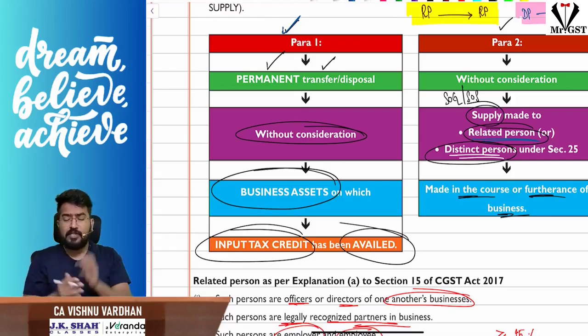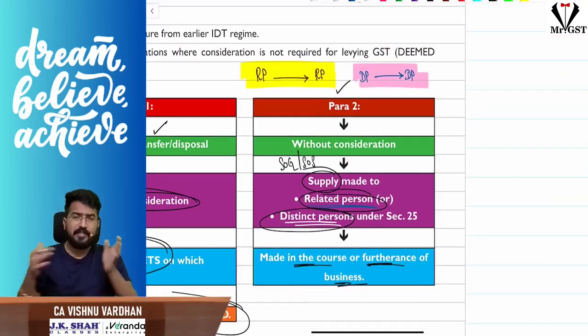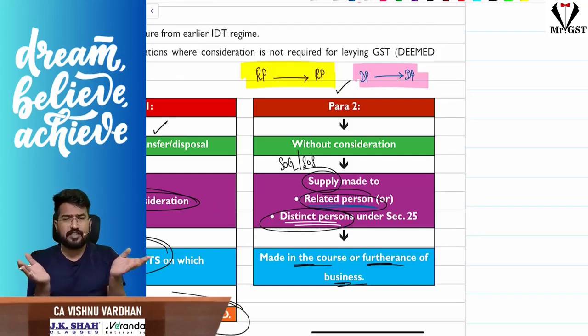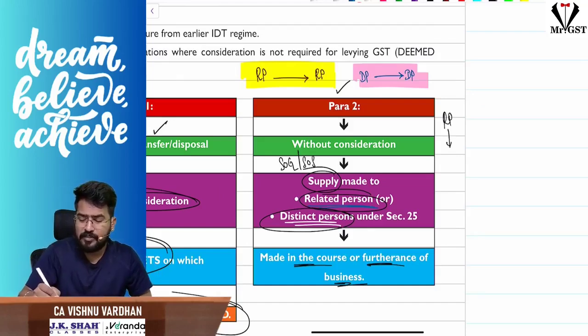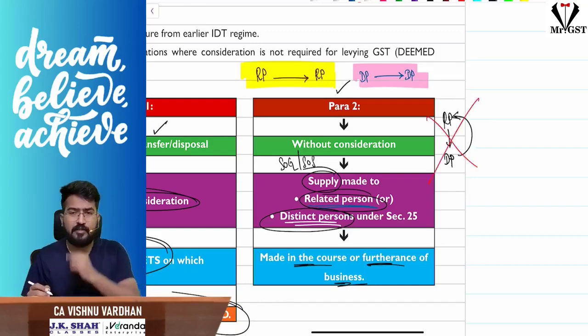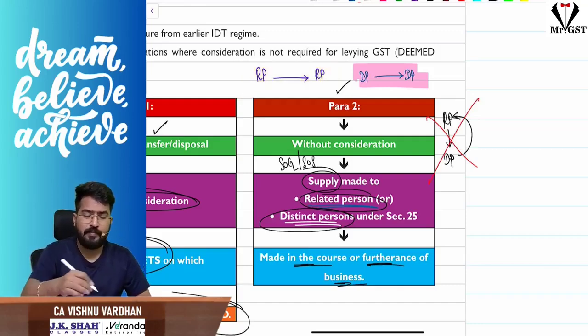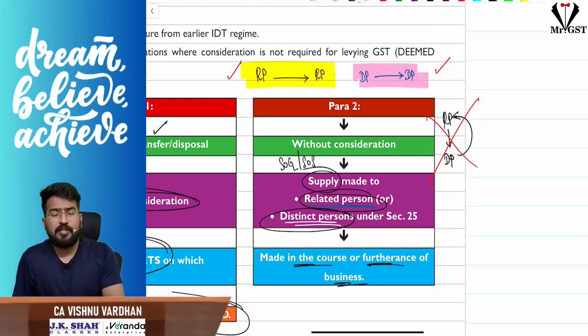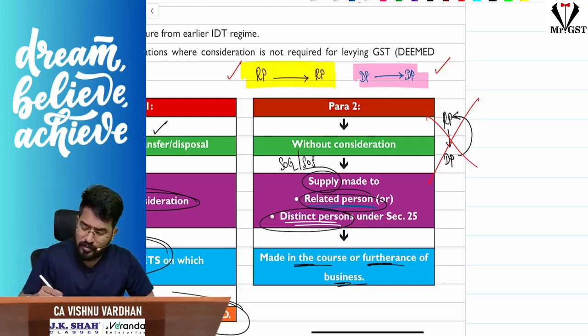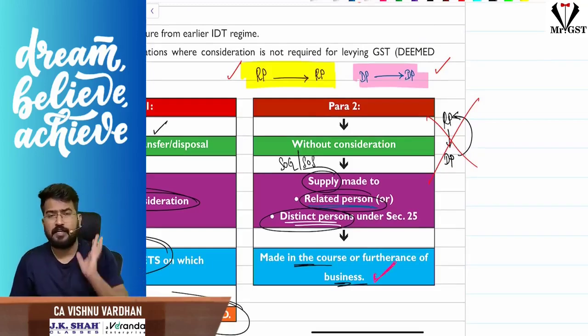Now para 2 talks about the interesting para, the lengthiest para we are going to discuss here. The transaction is happening between related persons or distinct persons. Please understand, it is not from related person to distinct person, or from distinct person to related person. This is not the case. It is between related persons, that means related person to related person or distinct person to distinct person. In such cases, even though there is no consideration, but if it is in the course or furtherance of business, then it is treated as supply.